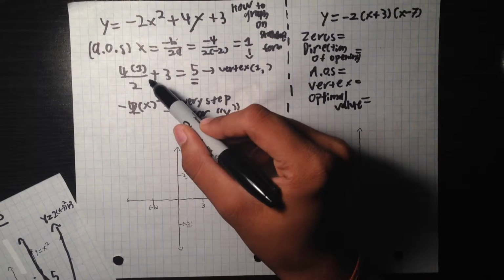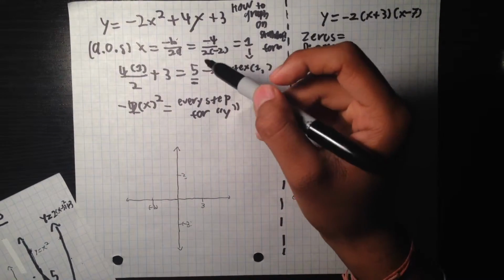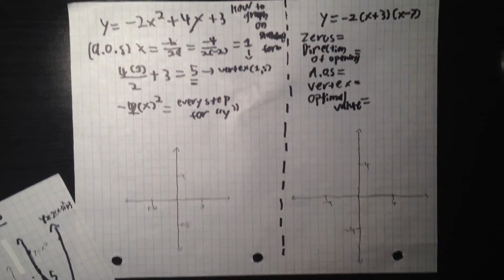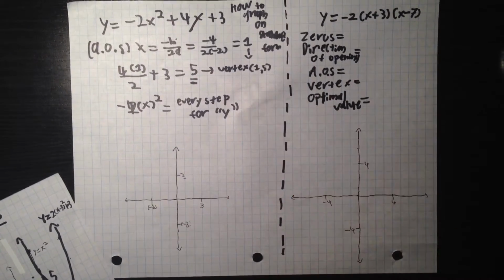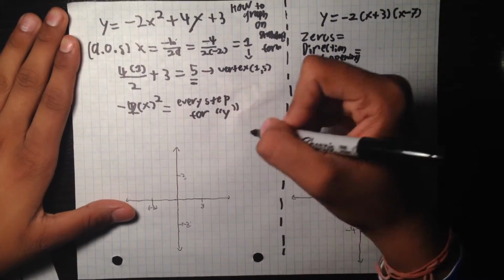So 4 times 1 is 4, divided by 2 is 2, you add that by 3, it's 5. And that is your optimal value. And now you have your vertex. So now we have an idea of where our vertex is, or where our starting point is.